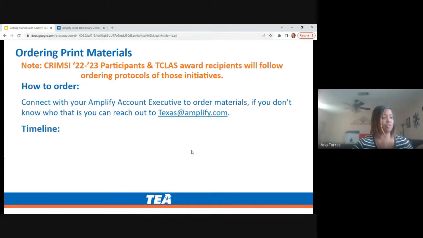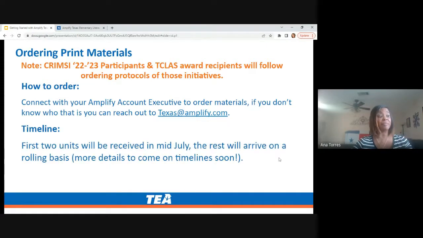What's the timeline, you say? So know that the first 2 units will be received in mid-July. As you know, those units are already digitally in the teacher resource site. And the rest will arrive on a rolling basis. More details are to come on the timelines really, really soon.